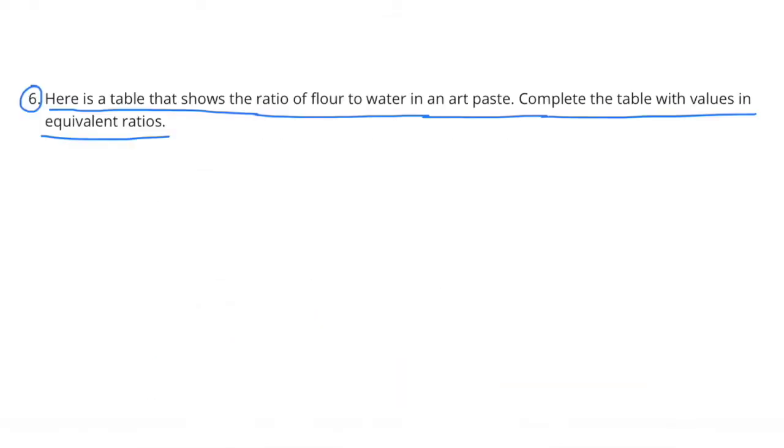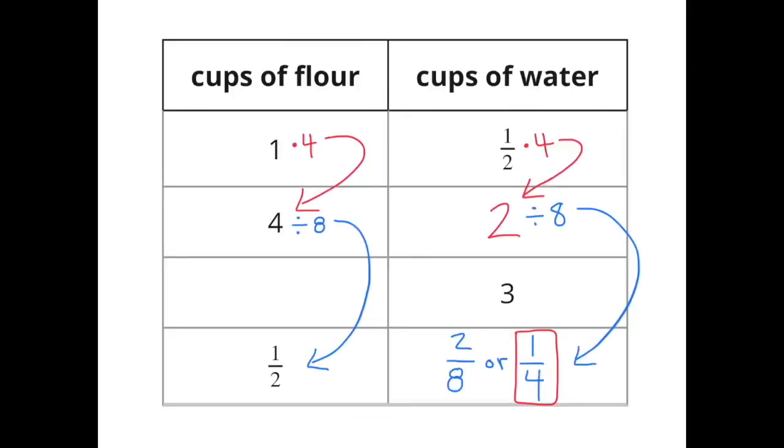Number 6. Here is a table that shows the ratio of flour to water in an art paste. Complete the table with values and equivalent ratios. On the left-hand column, I noticed that they went from a 1 to a 4. So they had multiplied the 1 times 4 to make 4. So I multiplied on the right-hand column 1/2 times 4, and that gave me 2.